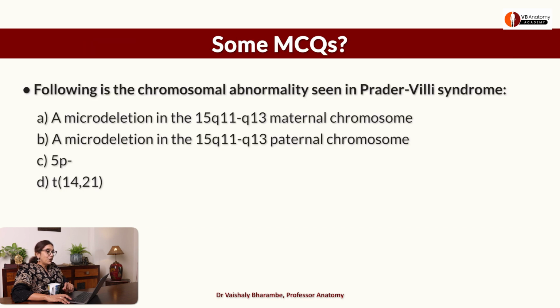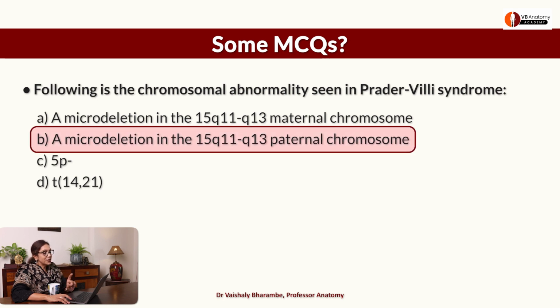MCQ. Following is a chromosomal abnormality seen in Prader-Willi syndrome. I know I'm going to look for abnormality in the paternal chromosome. Is it there? Yes. Microdeletion in 15q11 to q13, paternal chromosome. So B is the answer. Sometimes just knowledge helps you to come to the right answer quickly.